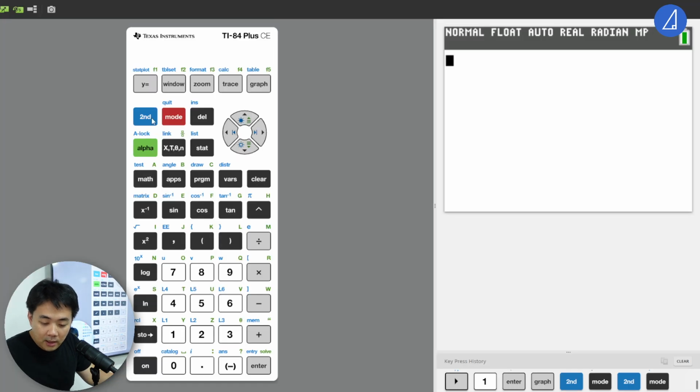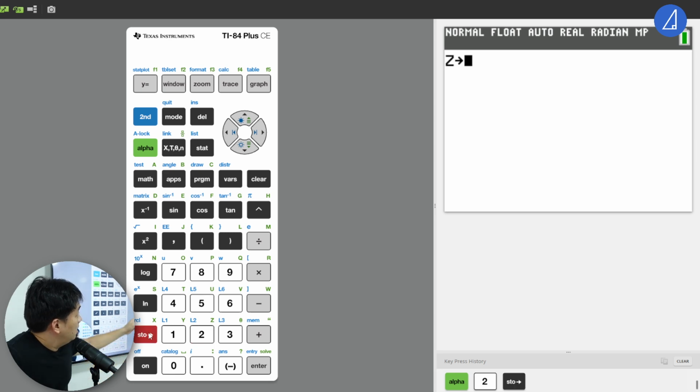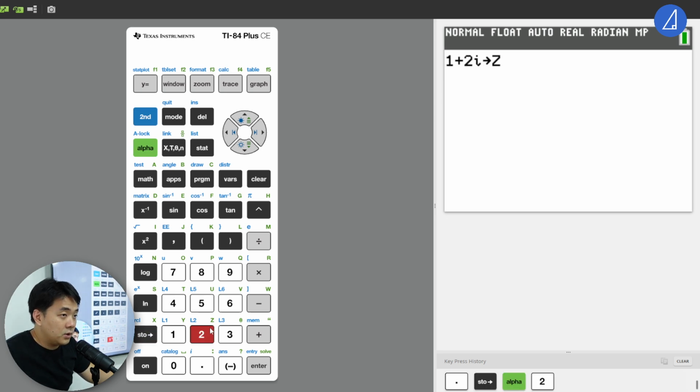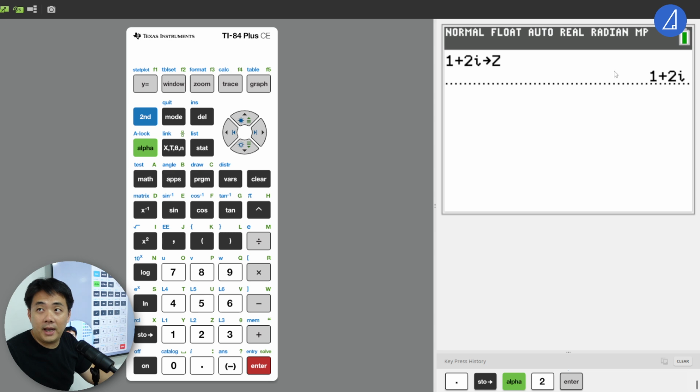So you see this z here. This z here is the green color z, right? So you can just press alpha z. You see storage, you press storage, you put an arrow. Oh, check. Actually, no, I put it wrongly. You should put 1 plus 2i first. Key in 1 plus 2i, and then you put the storage, then you just assign it to z. That is usually the first thing I do. So when I key in, this will be my z.